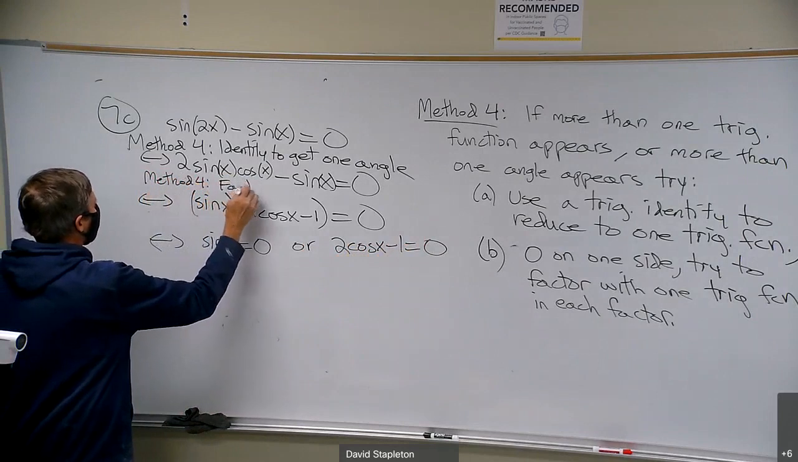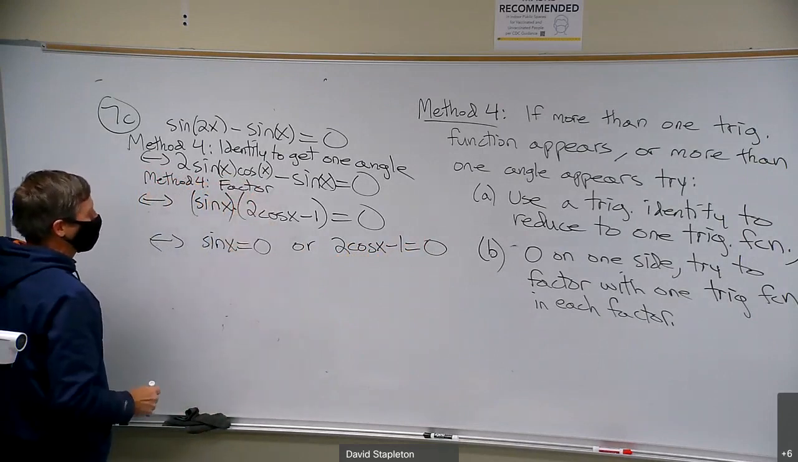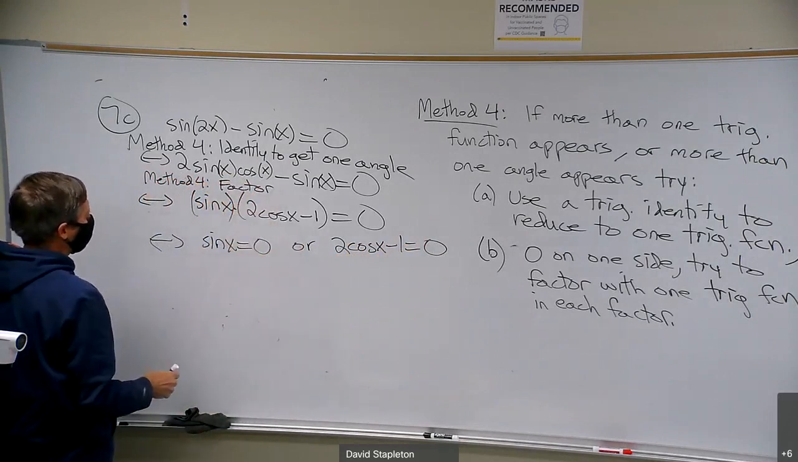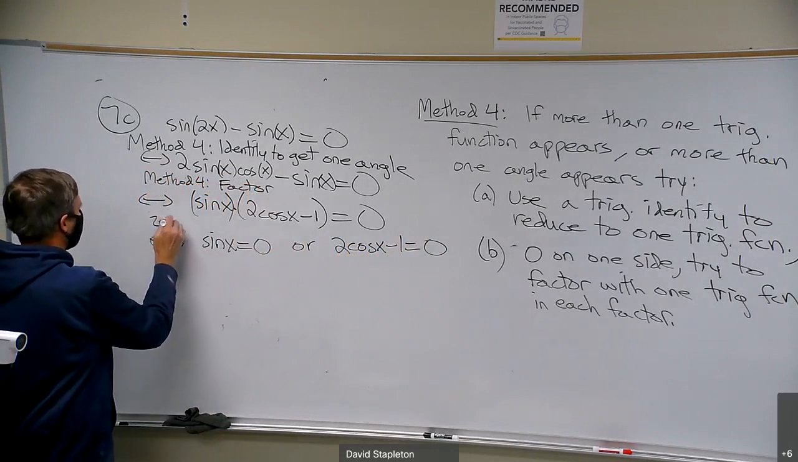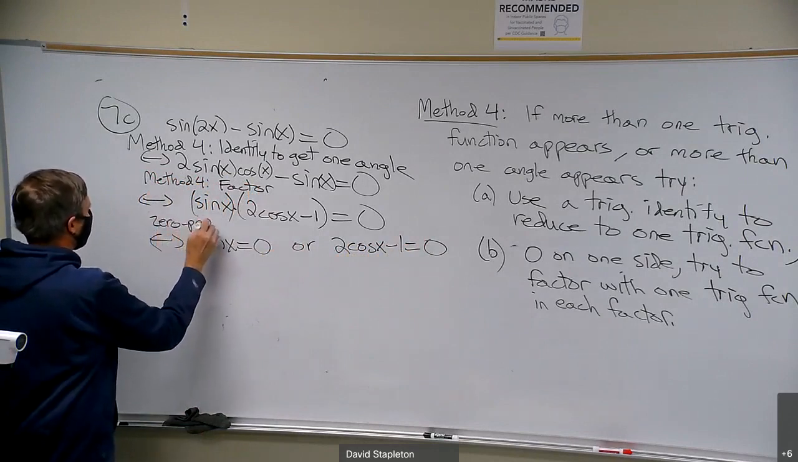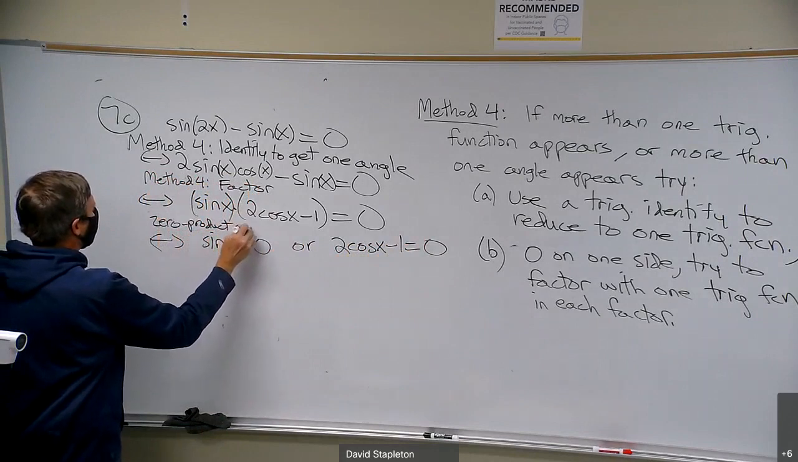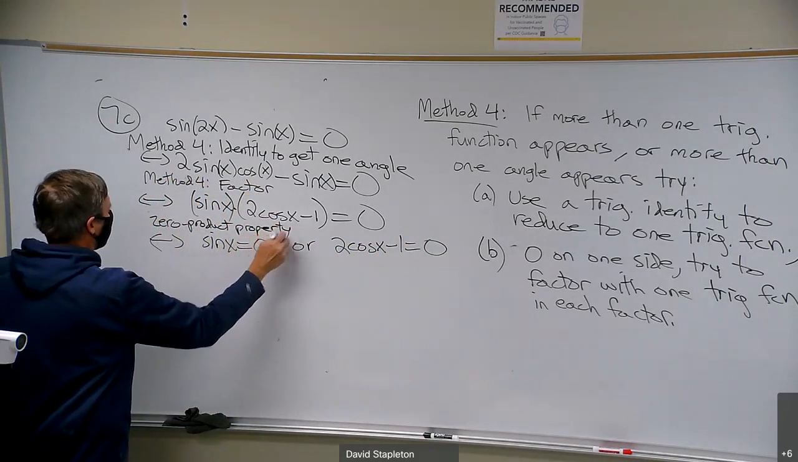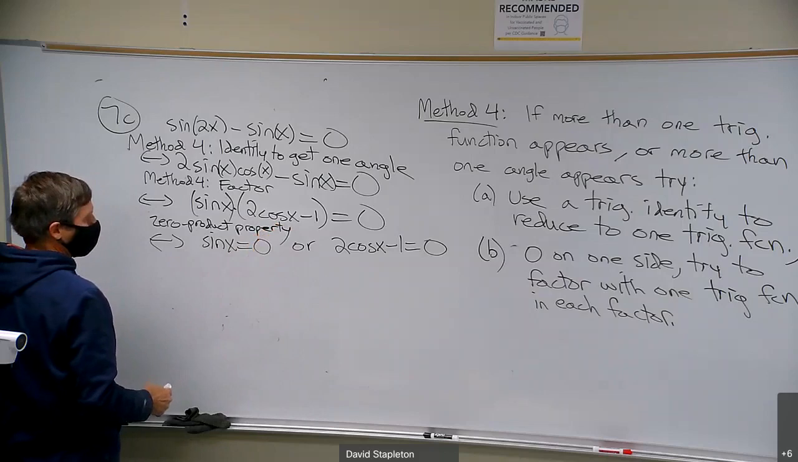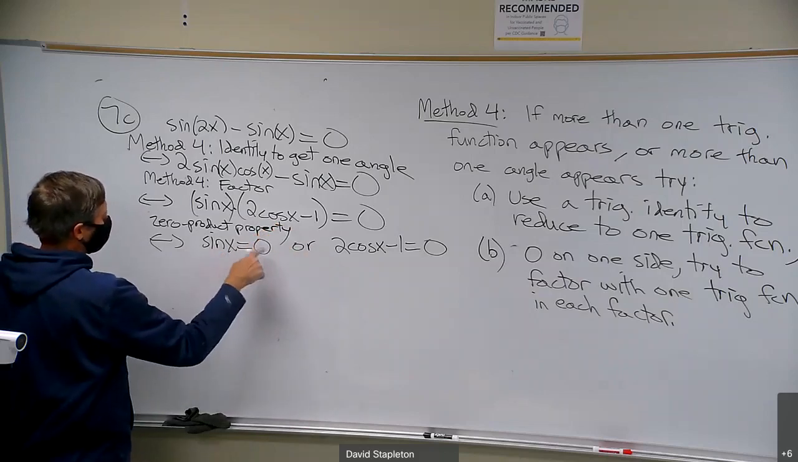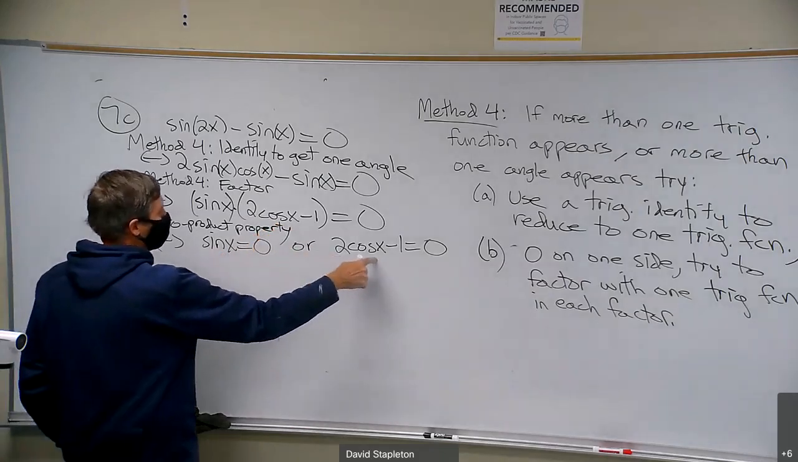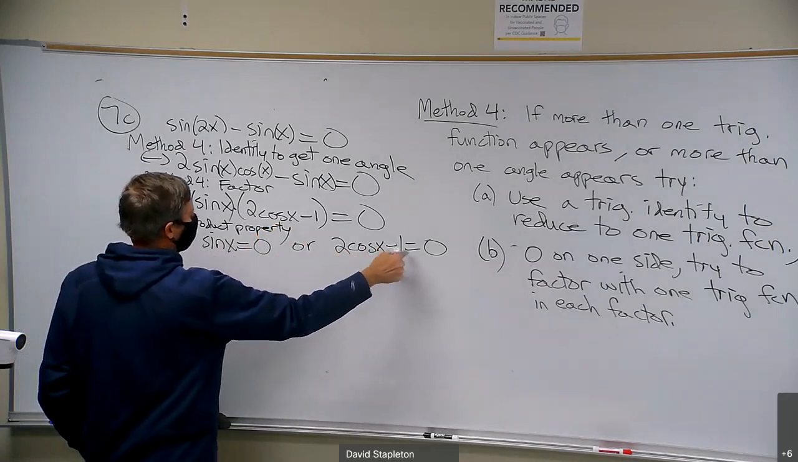Factor to get one trig function in each factor. Now I can rewrite that by the zero product property. If you want, we can put this in, zero product property. And now what have I got? I've got trig function equals a number, and a linear equation of trig function: a trig function plus b equals 0.